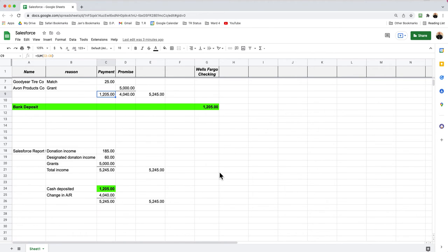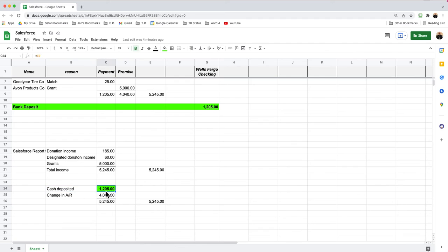What happens in QuickBooks? Well, the report that you give me in QuickBooks says, here's the total donation income, the total designated donation income, and the total grants. Obviously, this can be broken out in other ways as well, more detail, but these are the 3 categories that I've chosen. Total income, 5245, 5245, all matches up.